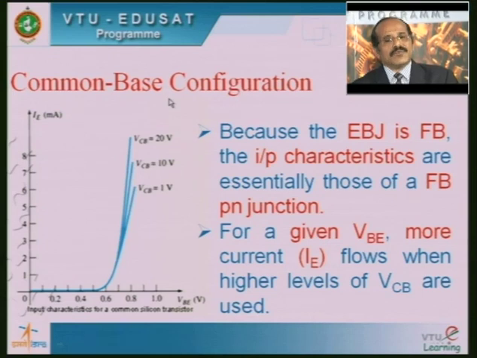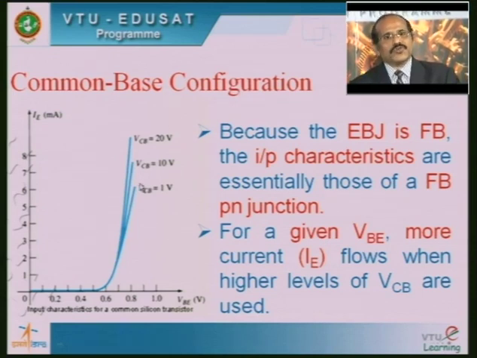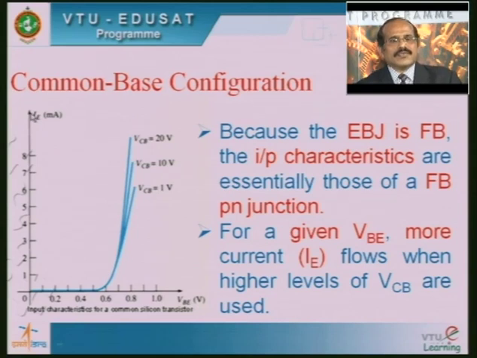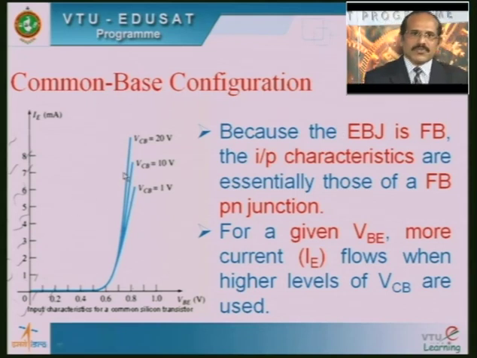So now let us take up the characteristics one by one, and we shall see how we are able to analyze the input characteristics. This particular slide shows the input characteristics of the bipolar junction transistor, wherein VBE, that is the input voltage, is plotted against the emitter current, that is the input current, keeping the output voltage constant. That is nothing but the input characteristics of the common base configuration of BJT. So what is evident from this? You can note that the emitter base junction is forward biased.